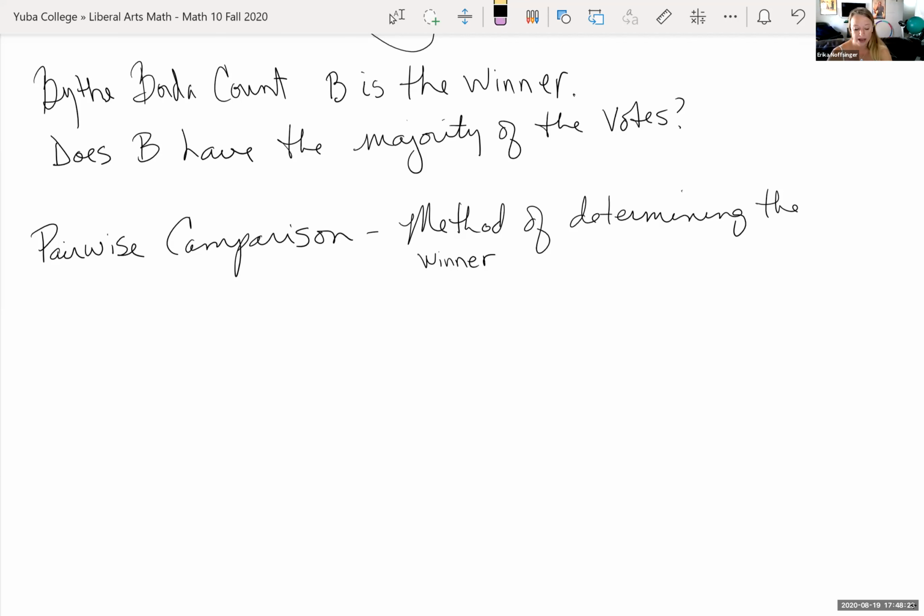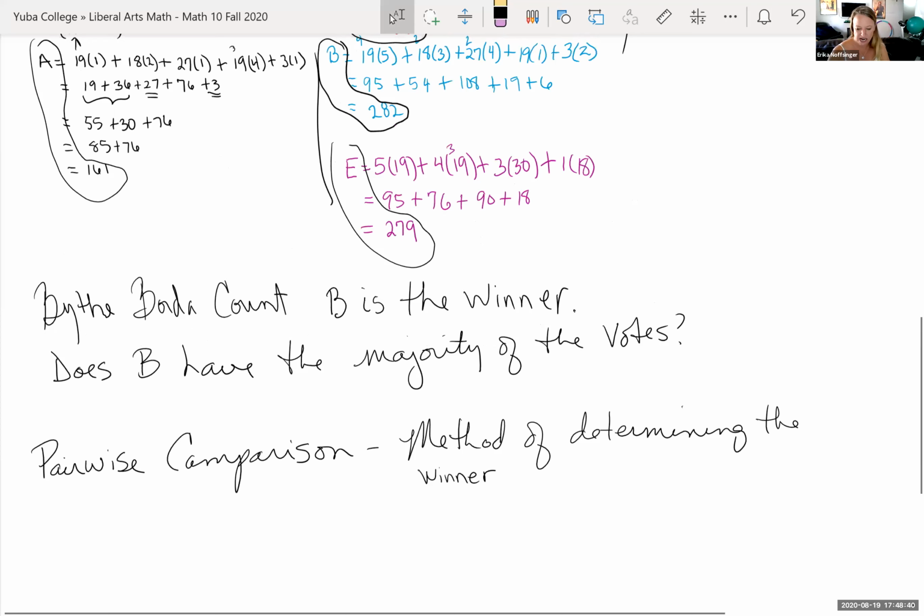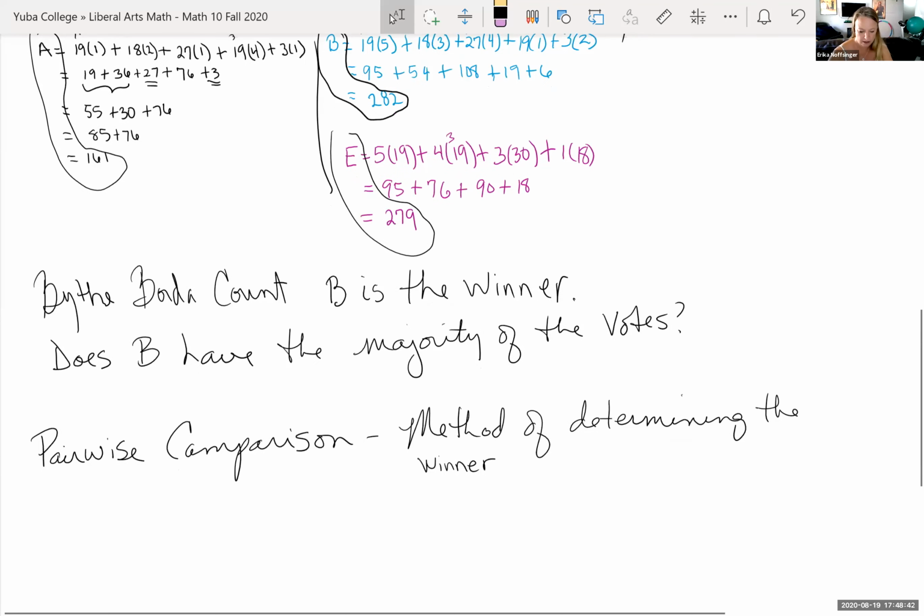Okay, so I'm going to go back up, and we're going to look at candidate A, and we're going to put him against candidate B, candidate C, candidate D, and candidate E, in each case, and see which one would have been the winner. And so let me come back up here, and let me just grab that table and bring it down if I can.